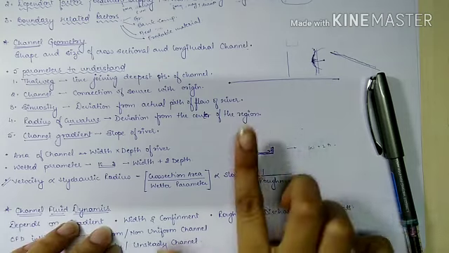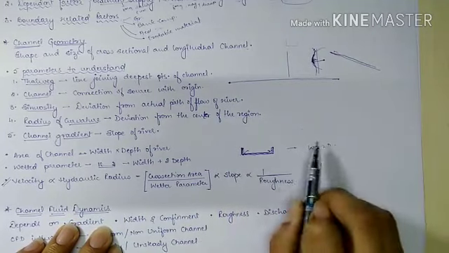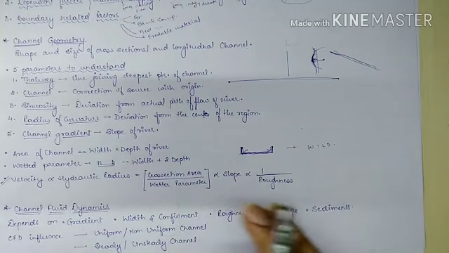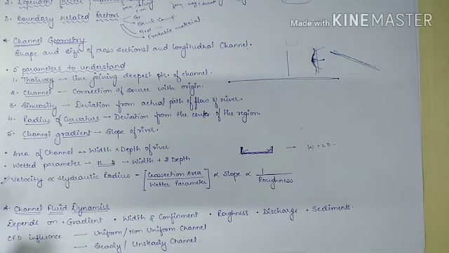So cross sectional area upon wetted perimeter, and this is proportional to the slope. So as the hydraulic radius increases, the velocity of the water flow will increase, as well as the slope will also be higher.